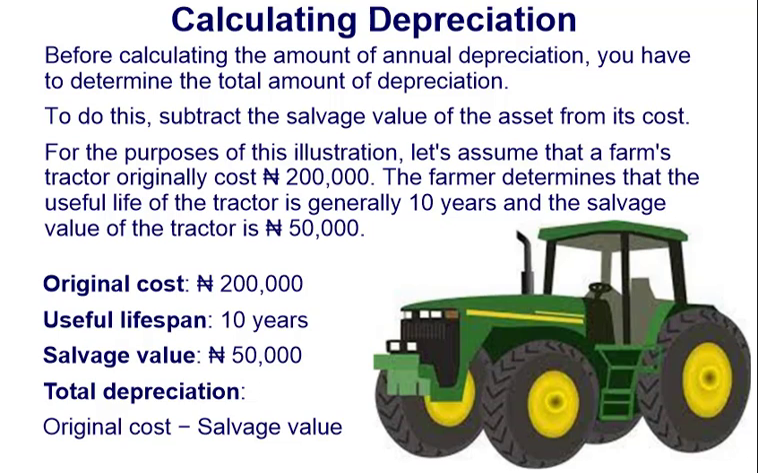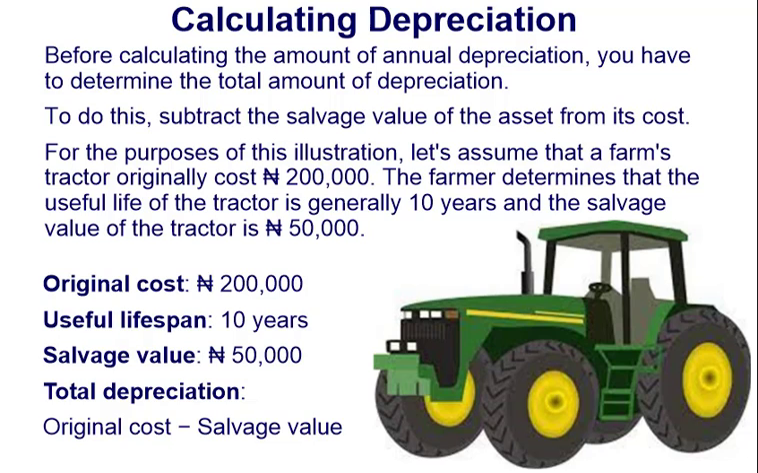Depreciation. Before calculating the amount of annual depreciation, you have to determine the total amount of depreciation. To do this, subtract the salvage value of the asset from its cost. For the purposes of this illustration, let's assume that a farm's tractor originally cost 200,000 naira. The farmer determines that the useful life of the tractor is generally 10 years and the salvage value of the tractor is 50,000 naira. Original cost 200,000 naira, useful lifespan 10 years, salvage value 50,000 naira.